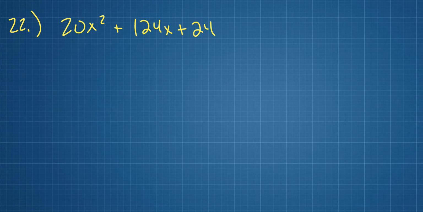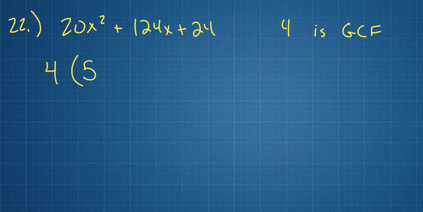All right, so number 22. All three of these can be divided by 4. So I'm going to put 4 is the greatest common factor. So I'm going to put 4 outside. I'm going to get 5x squared. 124 divided by 4 is 31, so that's why it's 31x there. 24 divided by 4 is going to be 6.